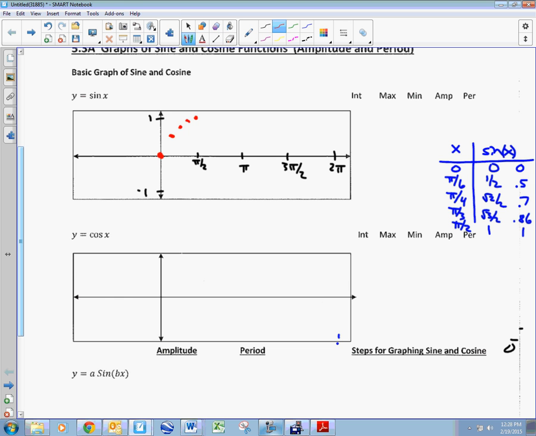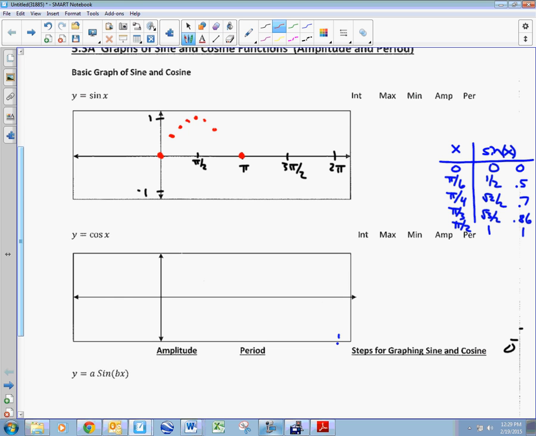Okay, so those are the points that I get. Now, I'm gonna pause right now and have you look at your unit circle. What happens as you continue around to the other side? What happens to the y values? They go back down, right? In fact, what is the sine of pi as you look at the unit circle? What's the y value at pi? It's at 0. So it's going to come back down to that spot right there, okay?